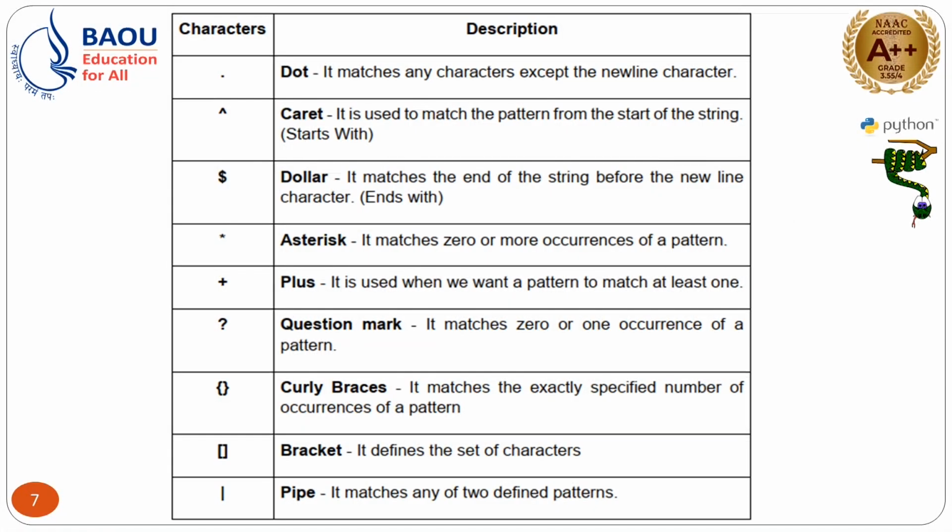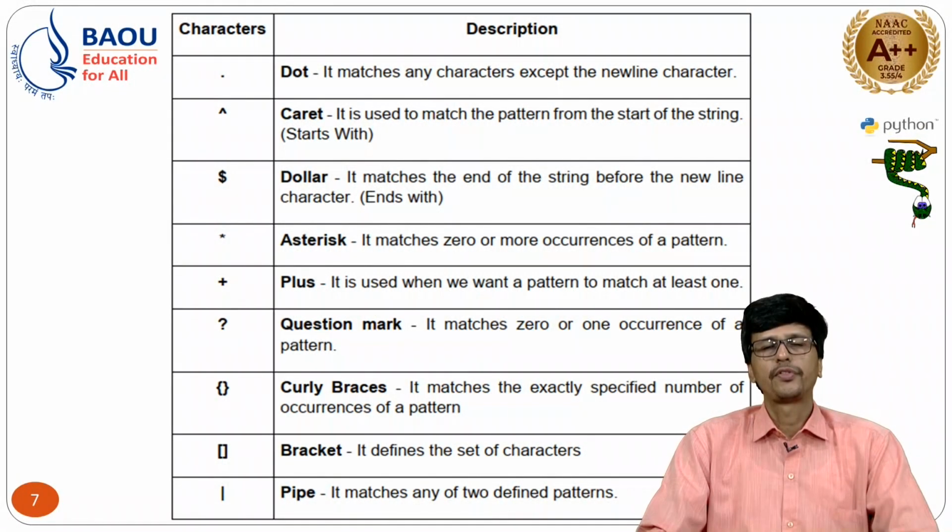That means if you want to search for at least one occurrence within the pattern, you have to use the plus sign, and if you are not sure whether it is 0 or more occurrences within that particular pattern, in that case you can use asterisk. Then question mark: it matches 0 or 1 occurrence, while the dot represents a single character but not 0. Question mark represents 0 or 1 occurrence of the pattern in a particular string. Then curly braces: if you are sure exactly how many times that particular pattern occurs within the string, in that case you can use the curly braces.